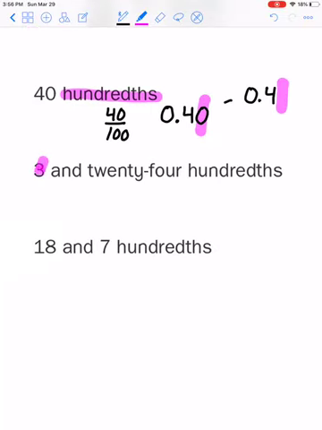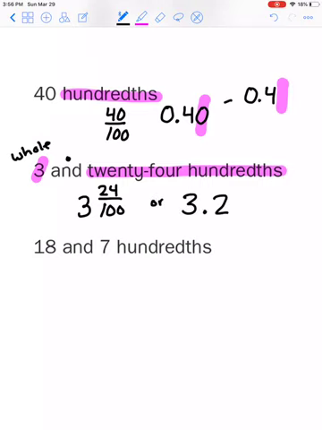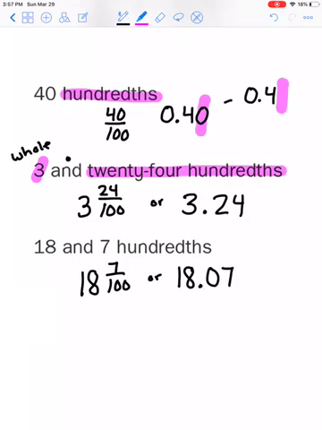Okay, 3 and 24 hundredths. You will notice that there is a whole number here and a decimal. So if I were to write this as a fraction, it would be 3 and 24 hundredths, or 3 and 24 hundredths. Same thing for the next one, 18 and 7 hundredths. So 18 and 7 hundredths, or 18 and 7 hundredths. Don't forget that 0 in the tenths place.